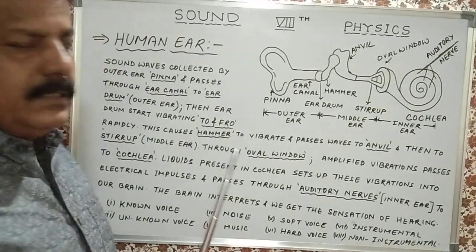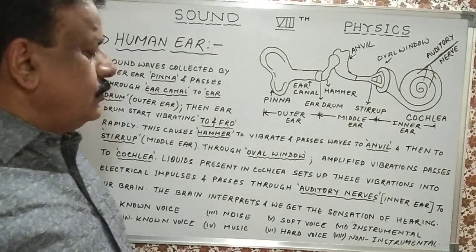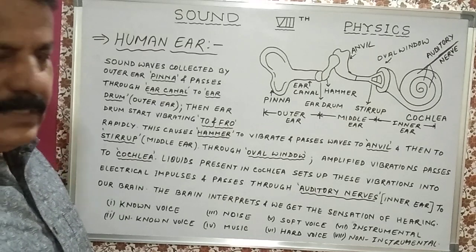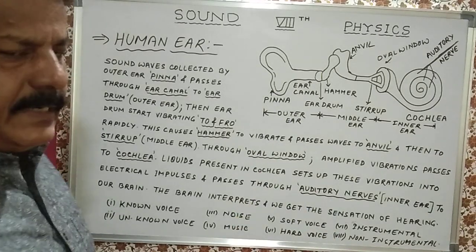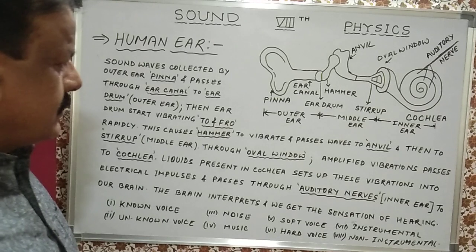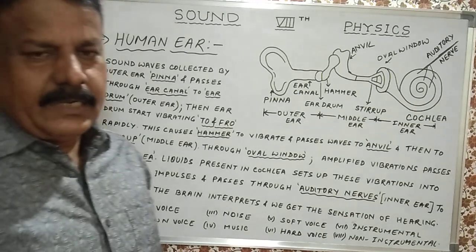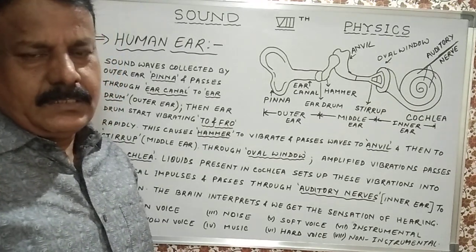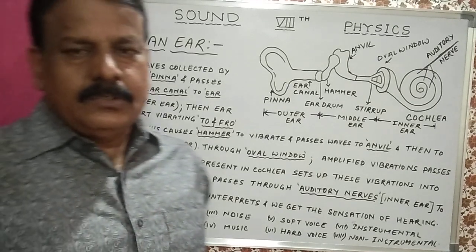So this is the human ear, a very important part. You have to go through this, draw this figure neat and clean, write all these things, and try to understand. If you have any question or query, you can ask. No problem. Okay. Thank you very much.